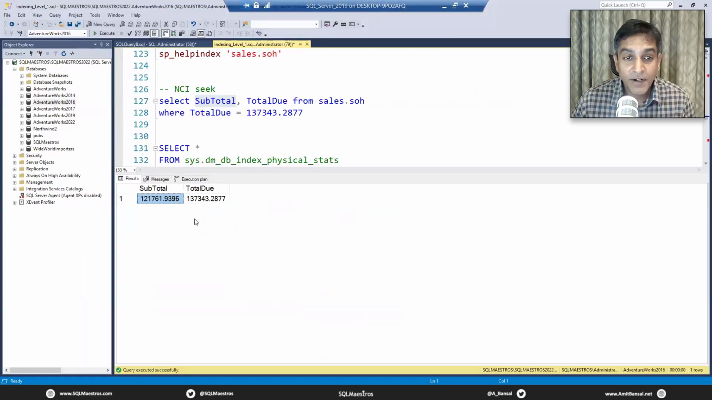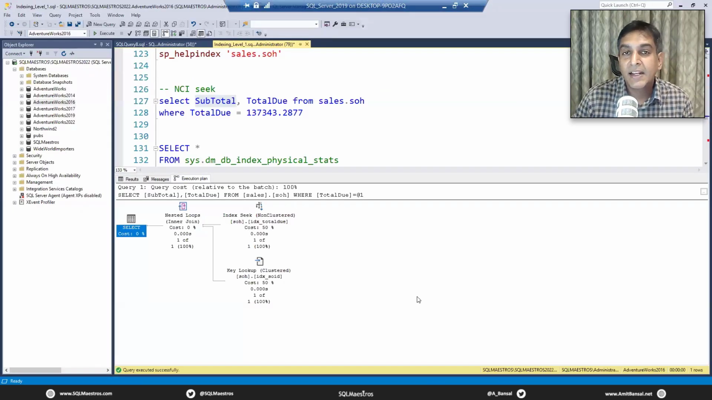I want to make sure that you have understood that pretty well. What exactly is happening behind the scenes now? How is the optimizer really leveraging the non-clustered index and also utilizing the clustered table?